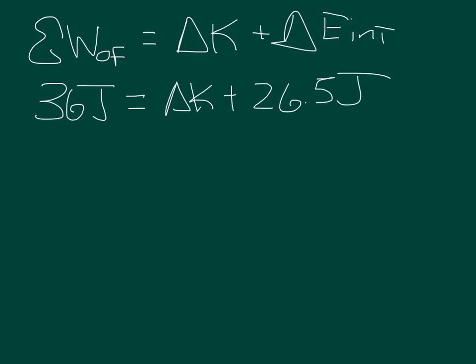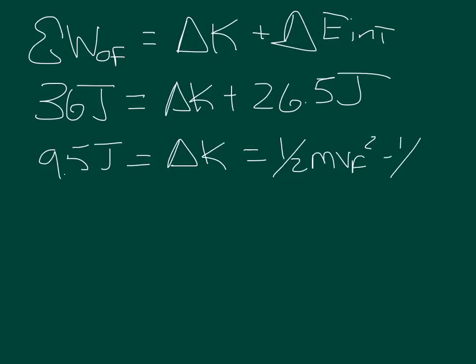26.5 joules. Okay, so our goal is to find that final velocity. So let's go ahead and make this simpler. So our 36, let's take our 26.5 from that other side. So we would have 9.5 joules equals delta K. And we know that that delta K is just equal to 1/2 m v final squared minus 1/2 m v initial squared. Well, the problem said the block started at rest, so the initial velocity must be 0, so that takes this part of that equation completely out.